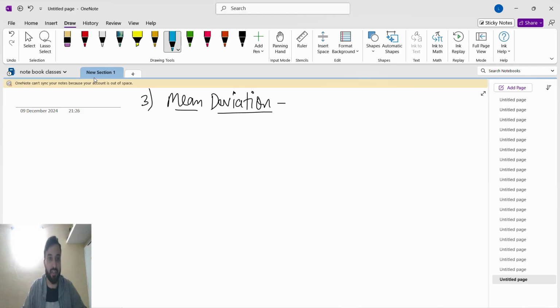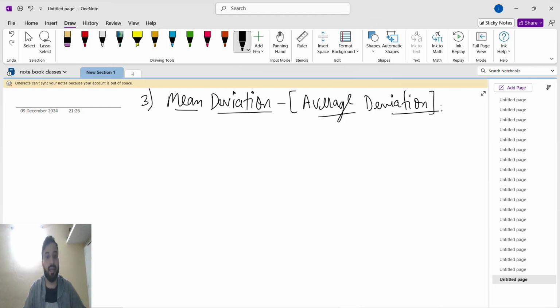Okay, mean deviation. We are starting with the mean deviation. So mean deviation is also called average deviation. Sometimes, guys, they will say average deviation. Find the average deviation. Find the coefficient of average deviation. So remember, mean deviation and average deviation are both the same, because mean is what? Mean is arithmetic mean. Mean is the average. So mean deviation and average deviation are both the same.